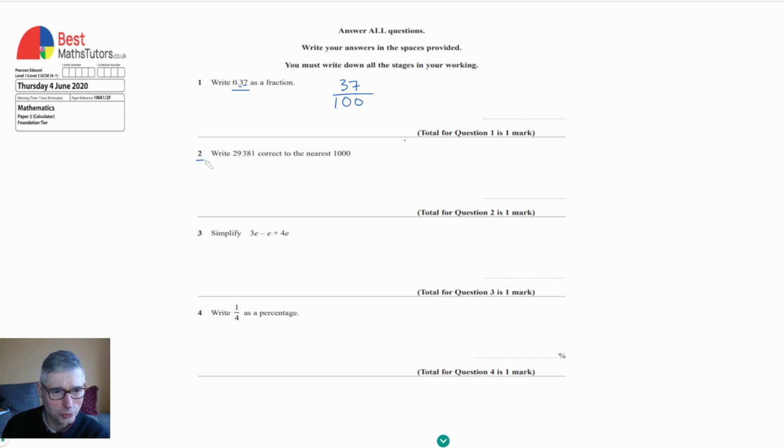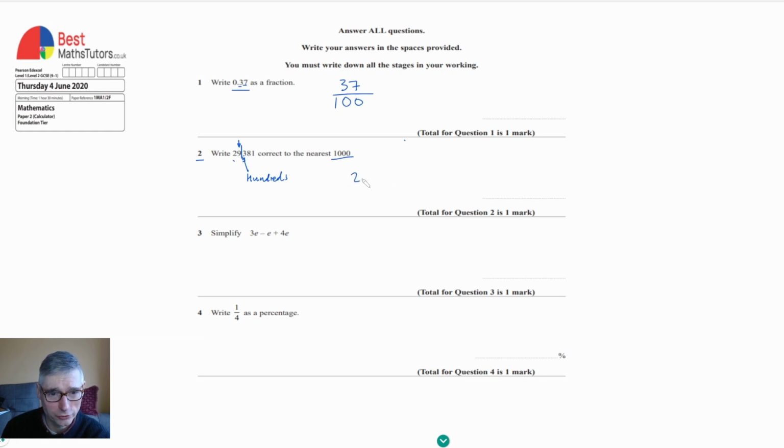On question 2, we've got to write this number, 29,381, to the nearest thousand. So we need to know where the thousands column is. This is the thousands column here. We're rounding, so we're doing it to the nearest thousand. So we're looking at the numbers after this thousands column. Here's the hundreds column, and because the number in the hundreds column is only 3, that means we keep the number in the thousands column as it is.